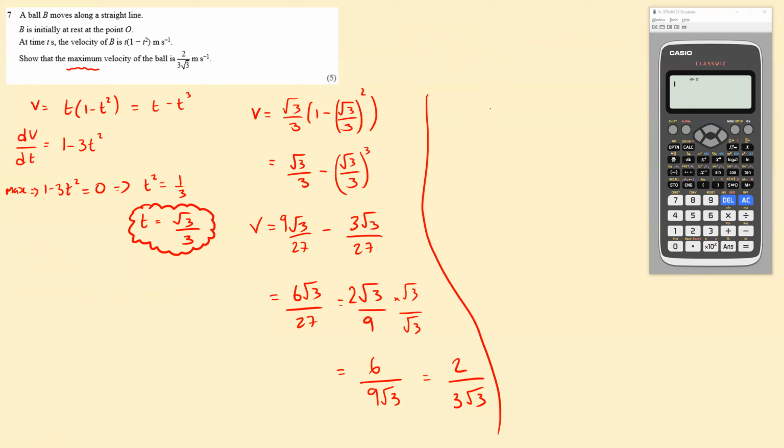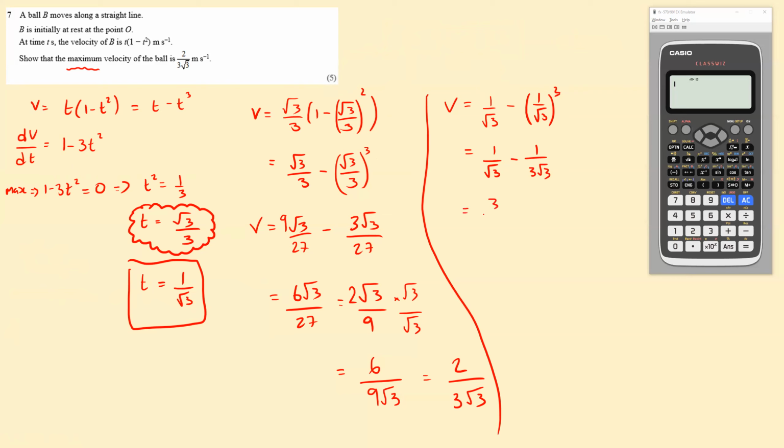What I should have done is actually use the fact that root 3 over 3 is the same as 1 over root 3. I should have left t as being this. It would have been much nicer if v equals 1 over root 3 minus, and then on this one it'd have been 1 over root 3 cubed, sorry. So 1 over root 3 minus 1 over root 3 cubed. Root 3 cubed, we said, is 3 root 3. Times top and bottom here by 3 gives us 3 over 3 root 3 minus 1 over 3 root 3, which is 2 over 3 root 3. That's the way I should have done that.